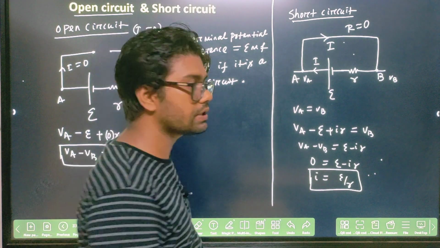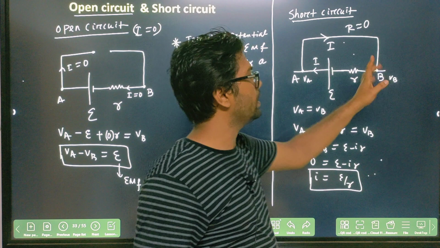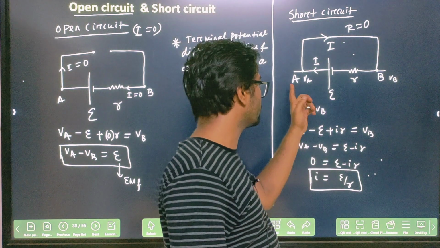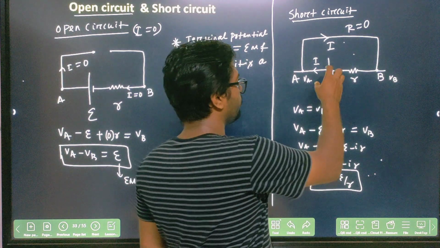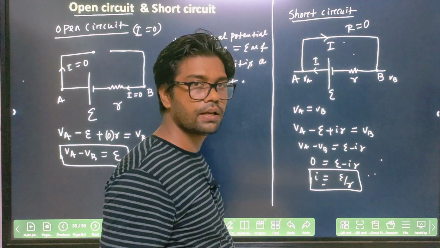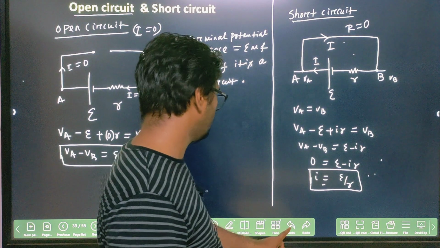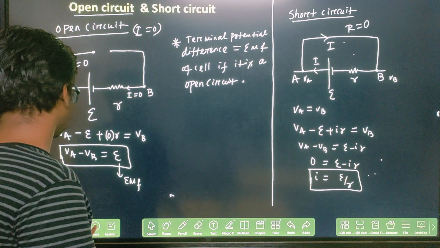A short circuit means you are connecting a wire from A to B, that means A and B are at the same potential, or you can say that A and B are connected. If this is the case, the current in the circuit will be the EMF divided by the internal resistance of the cell. Clear? These two things.